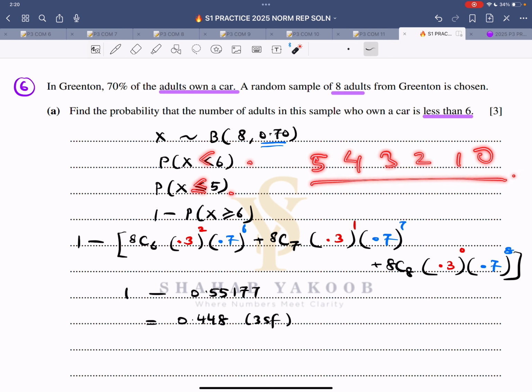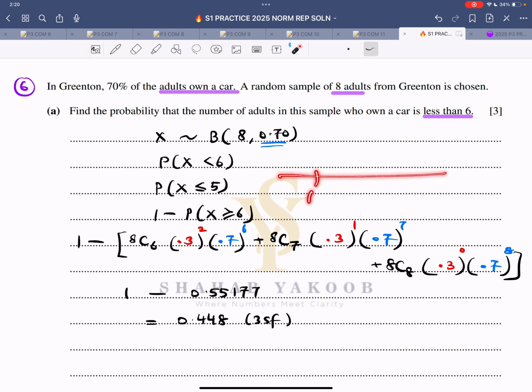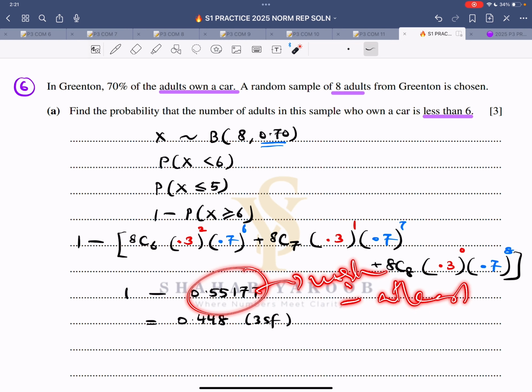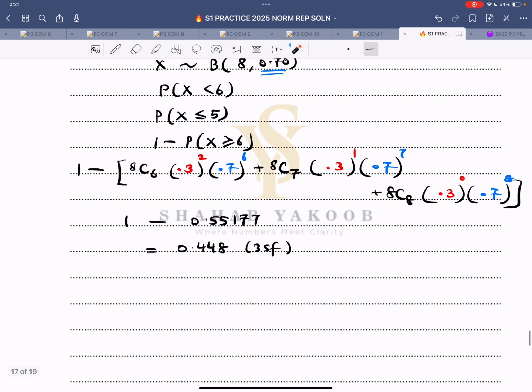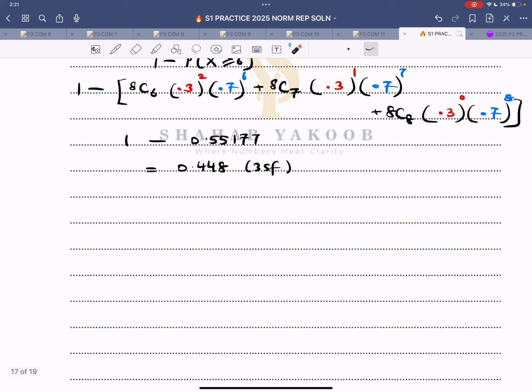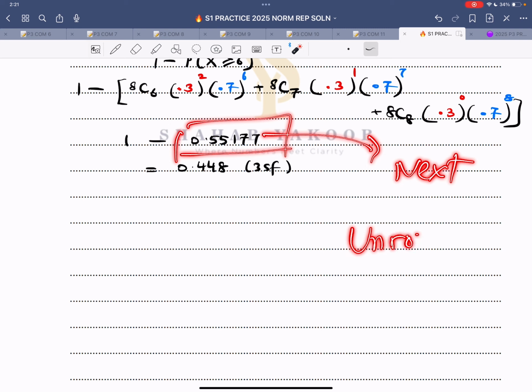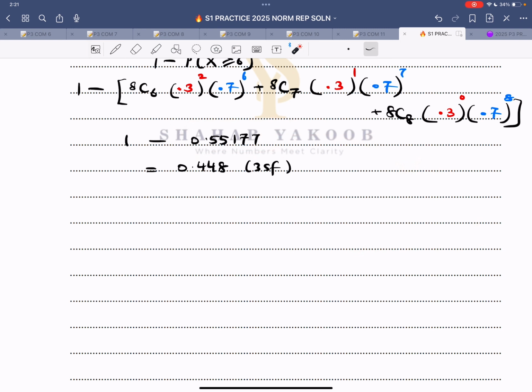That's so much to calculate. So what we do is we take the probabilities for 6, 7, and 8, add them up, and then subtract from 1. And this is the answer that you get. Work in at least 4 SF. Even if you work in 5 SF, there is no harm. Final answer, 3 SF. If you are using this answer in the next part, use the unrounded value. That's a rule that has been taught to you from IGCSE and O-level maths and Edexcel and whatever board that you're doing.